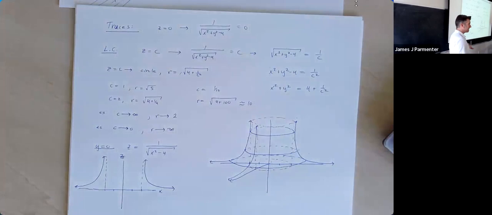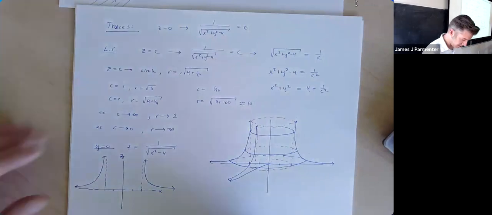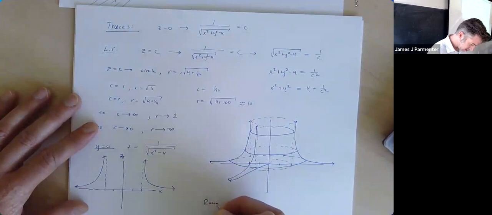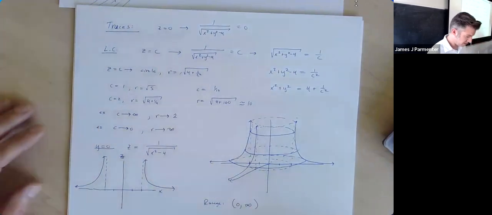Usefully, I think we can see what the range is now. To me, it looks like we're getting really, really close to 0 for z, but we're not actually ever getting there. So it looks like our range is probably going to be everything from 0 exclusive to infinity.